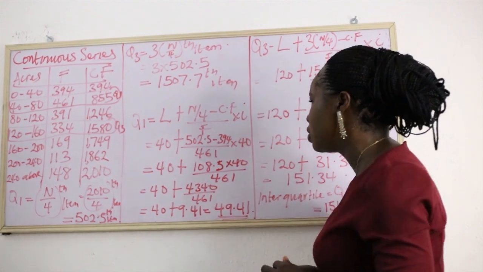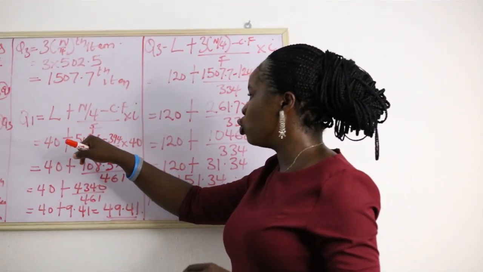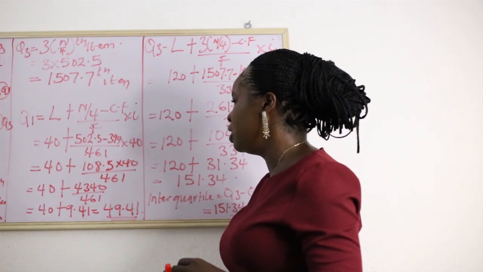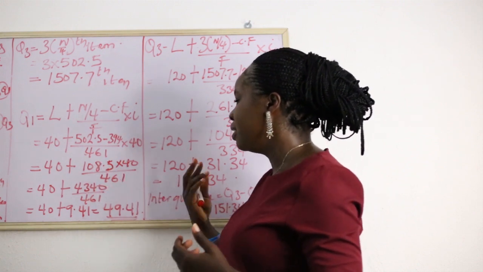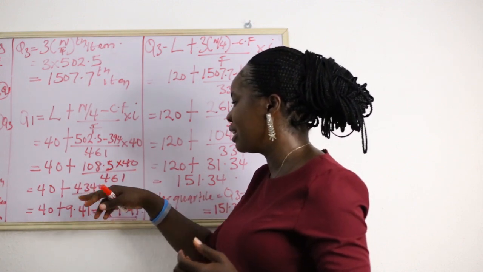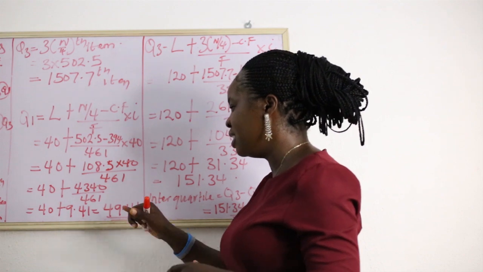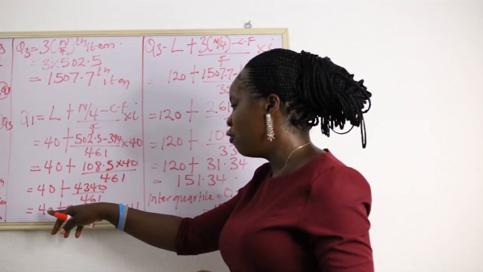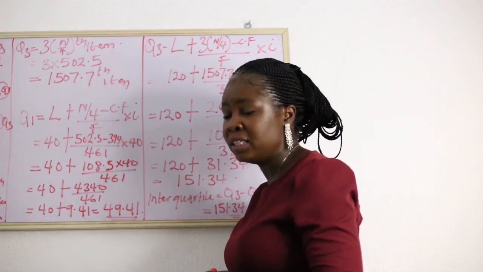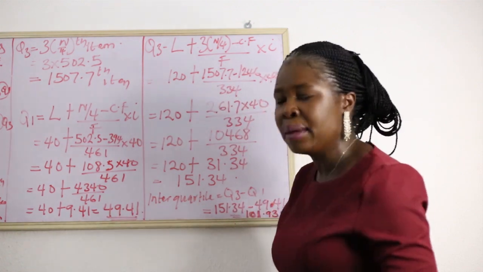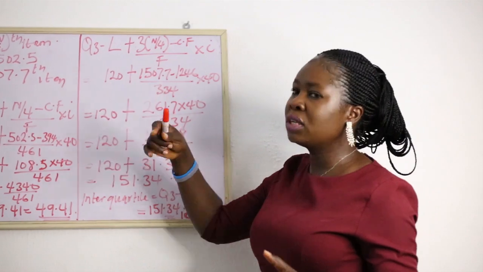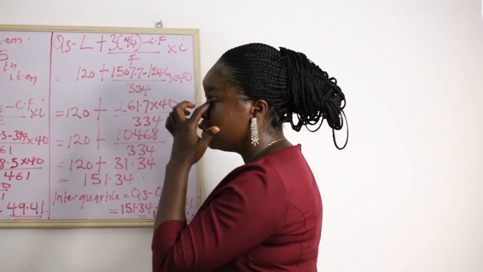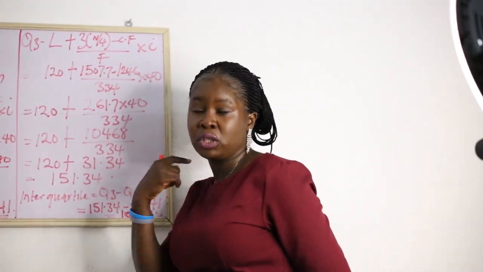So 40 plus 502.5 minus 394 is 108.5. Then multiply by 40, we have 4340, divided by 461, we have 9.41. So 40 plus 9.41 is equal to 49.41. Then for Q3, the same method we used for Q1, we repeat for Q3.